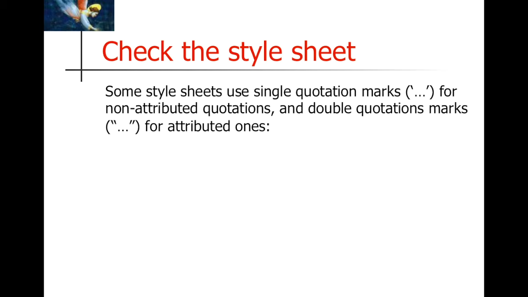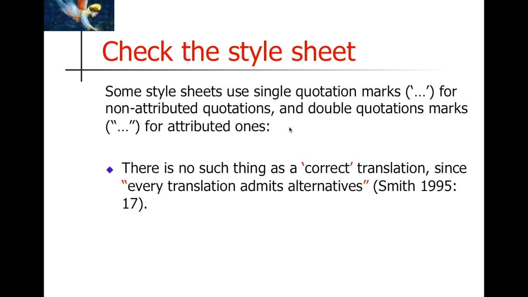The most important thing is that some style sheets say you should use single quotation marks for the non-attributed quotations, and then double quotation marks for attributed ones. So you'll find something like this. There is no such thing as a correct translation. Here, correct in inverted commas, non-attributed. Since, and here we have a quotation that is attributed, double inverted commas, every translation admits alternatives. Author, date, page, close of punctuation. Okay? So here, this is not all style sheets do this, but some do. They make a distinction between the non-attributed, which is single, and the attributed, which is double.